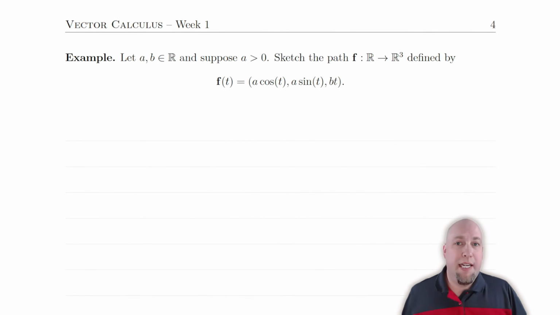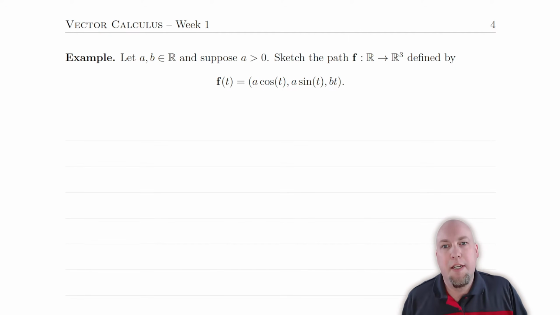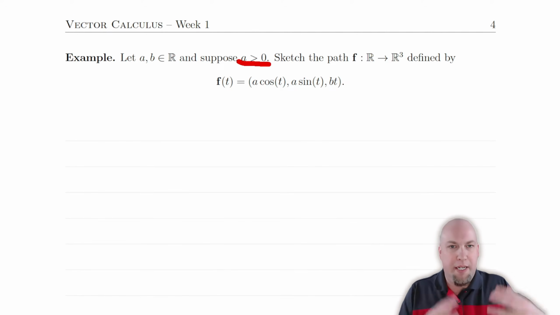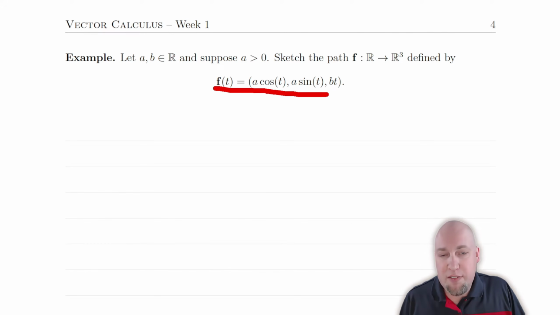Instead of sketching something in 2 dimensions this time, let's look at something in 3 dimensions. Suppose that you've got real numbers this time, a and b. Again, they're not told to me. They're just parameters. But suppose that a is positive and b just is whatever it is. Let's sketch the path. This time we're going to be sketching something in 3 dimensions. Sketch the path that's defined by this formula here.